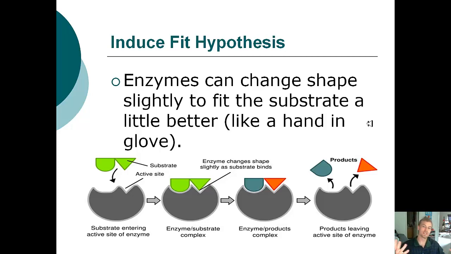Enzymes can change shape slightly to fit your substrate a little bit better. So instead of it being exactly hard and fast like the lock and key, they can actually move just a little bit. They change their shape. Again, they still only work with a specific substrate, but that three-dimensional structure that we saw actually bends just a little bit.